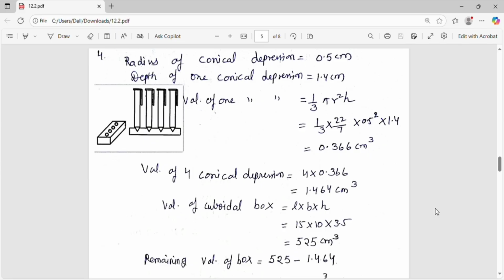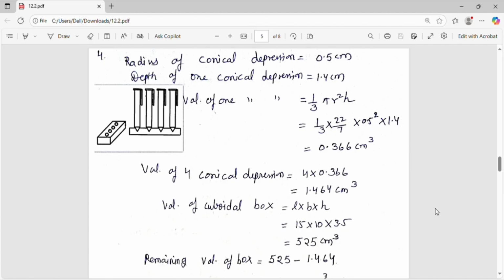Next question, question number 4. A pen stand made of wood is in shape of a cuboid with 4 conical depressions to hold pen. The dimension of cuboid is 15 cm by 10 cm by 3.5 cm. The radius of each of the depression is 0.5 cm and depth is 1.4 cm. Find volume of wood in the entire stand.